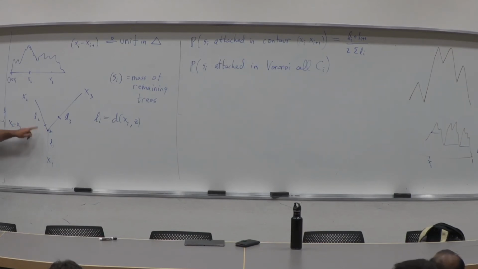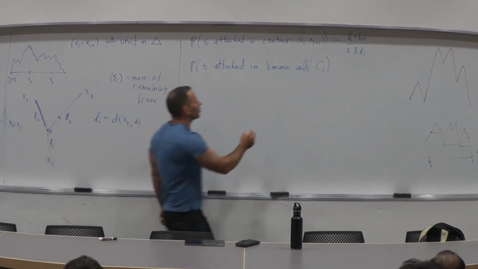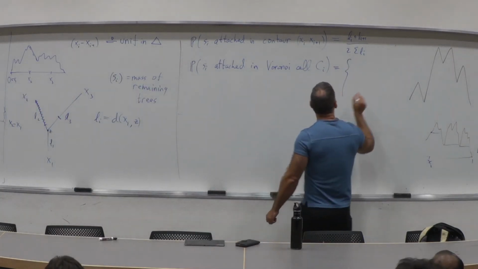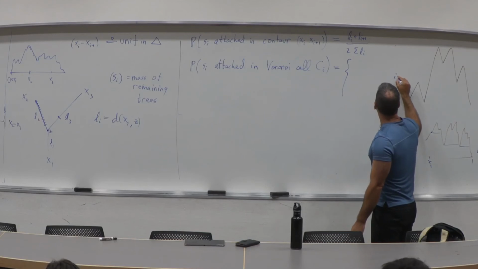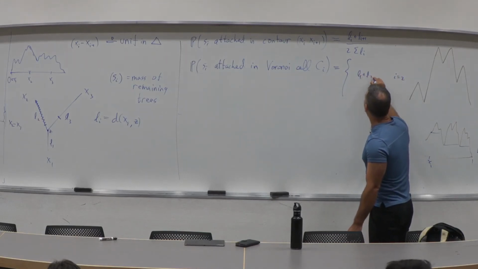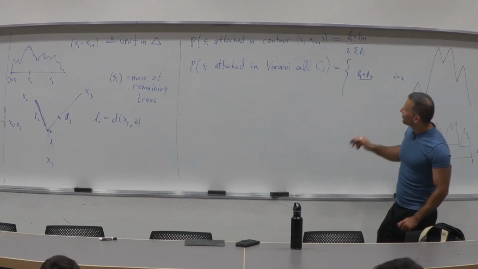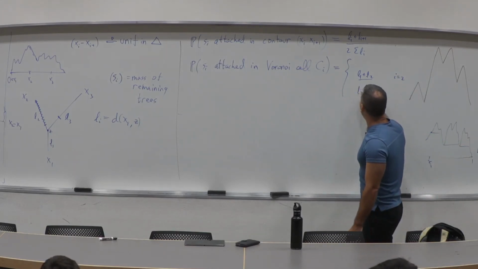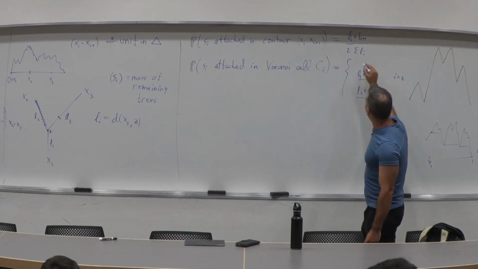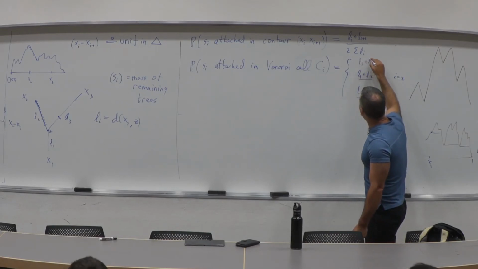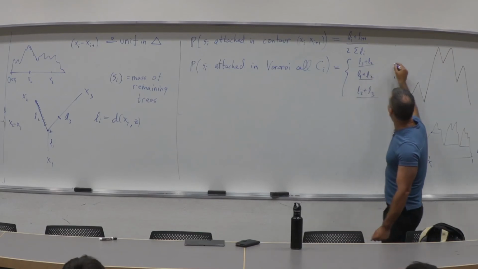So the Voronoi cell of 2 contains this segment, anything that's attached in this segment, which is half the distance from x1 to x3. So for i equals 2, we get L1 plus L2 over a normalization. For 3, we get L2 plus L3 divided by the same factor. And here you get what's left, divided by the same factor.